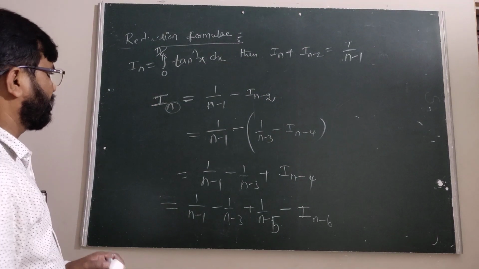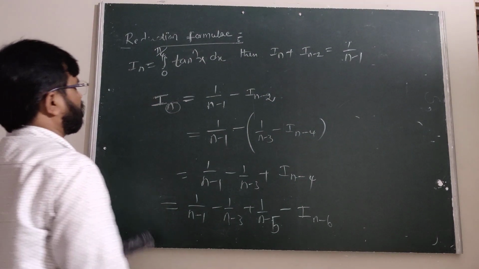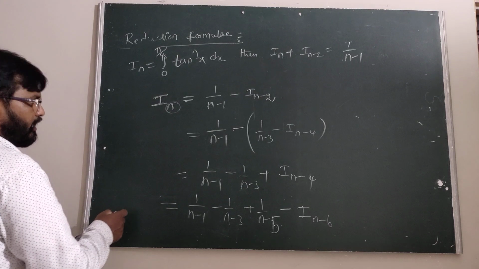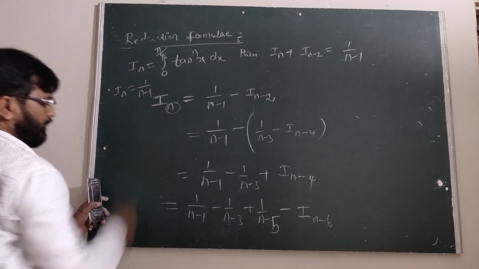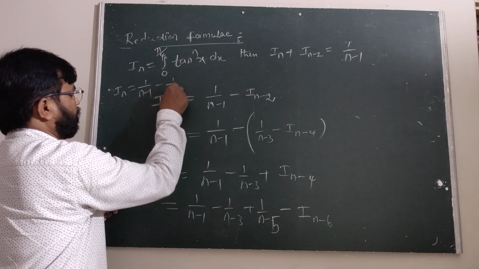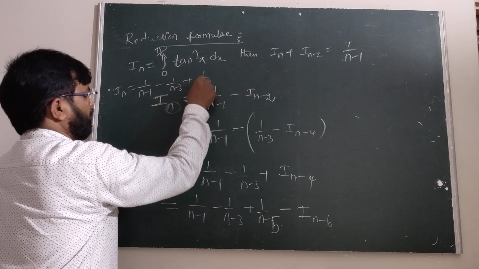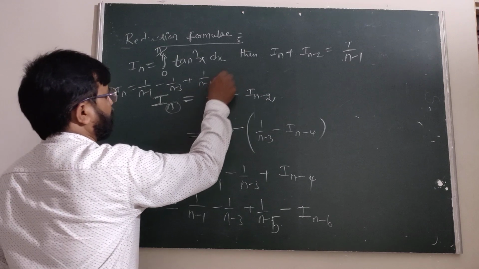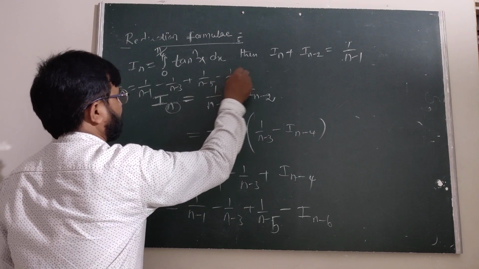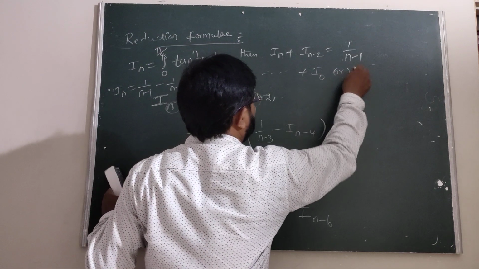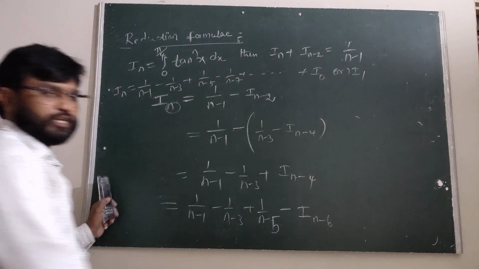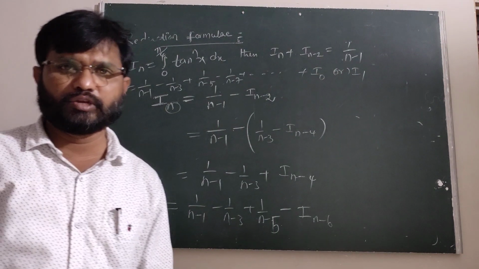Similarly, we can write finally I_n equal to 1 upon n minus 1, minus 1 upon n minus 3, plus 1 upon n minus 5, minus 1 upon n minus 7, plus and so on. Finally we get I_0 or I_1.